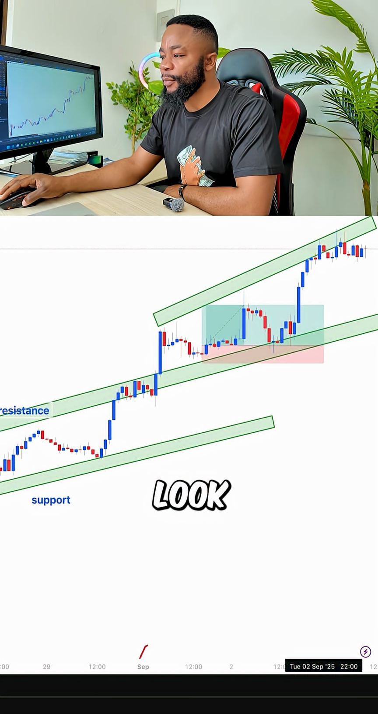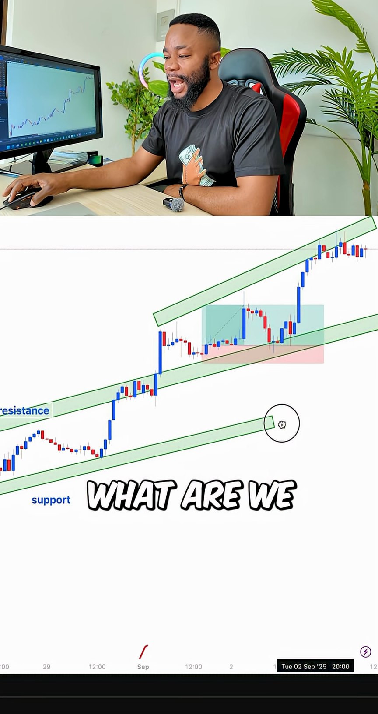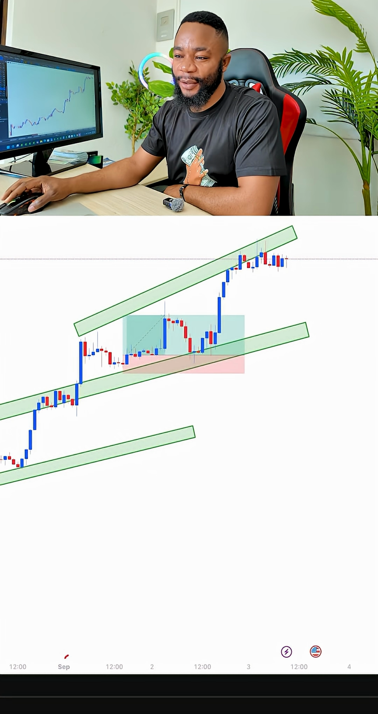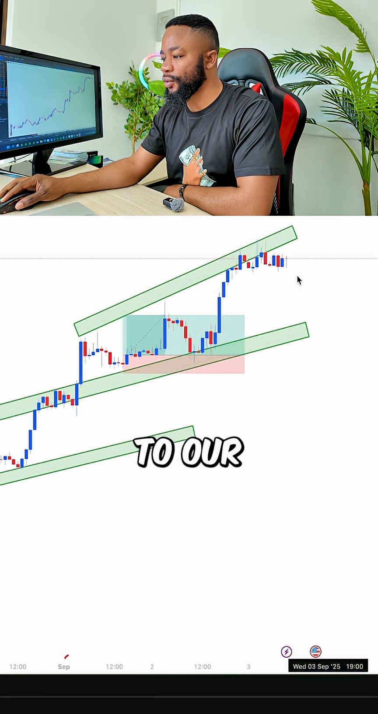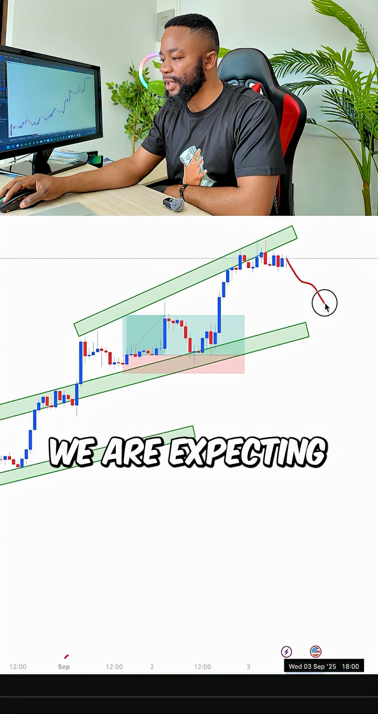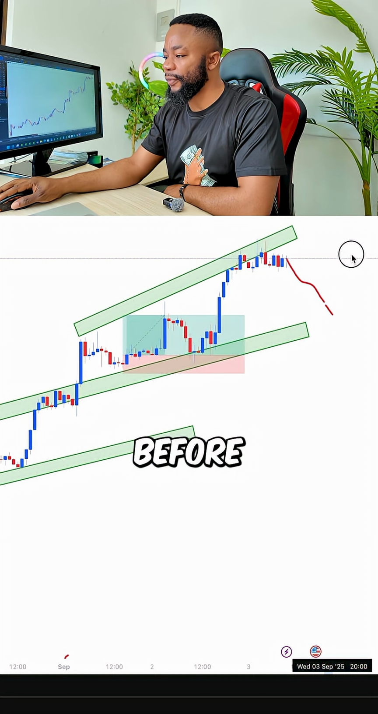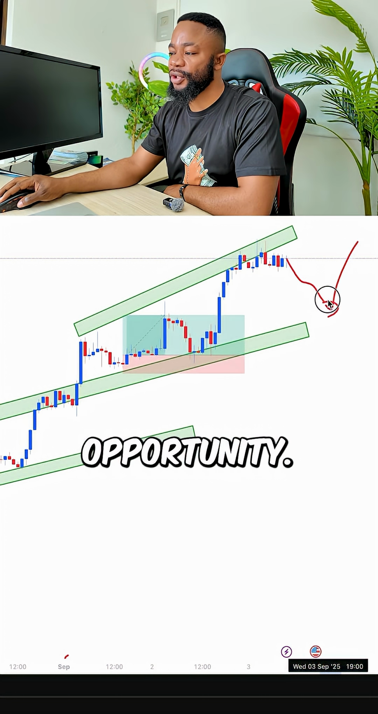So at this point in time, look at where the price is standing. What are we expecting to happen right here? We are expecting our price to pull right down to our support. We are expecting price to push to our support before we can look for a buy opportunity somewhere here.